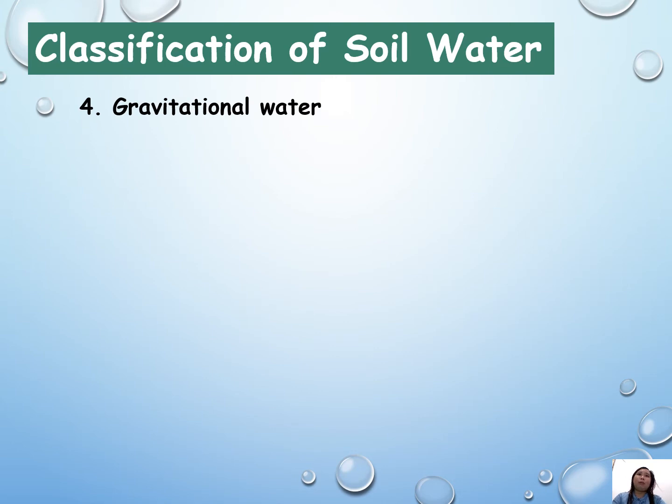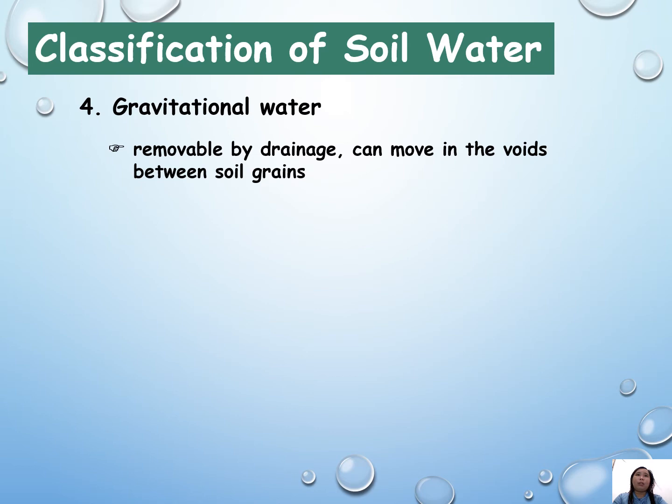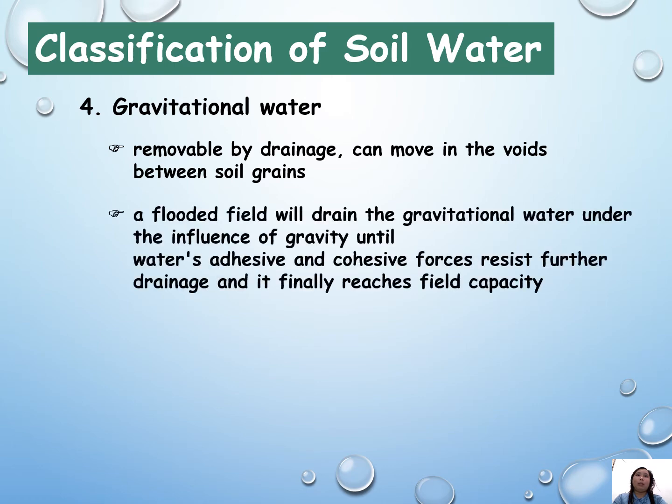We also have the fourth one, which is the gravitational water. This water is removable by drainage and can move in the voids between the soil grains. A flooded field will drain the gravitational water under the influence of gravity until the water's adhesive and cohesive forces resist further drainage and it finally reaches the field capacity. This kind of water is not of much use to the plant.